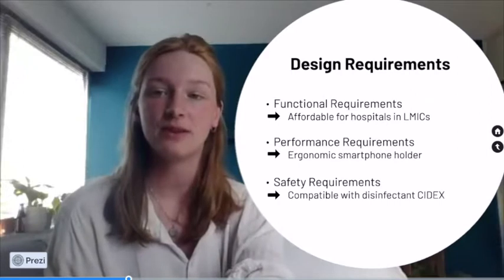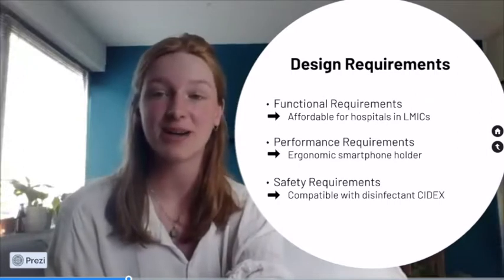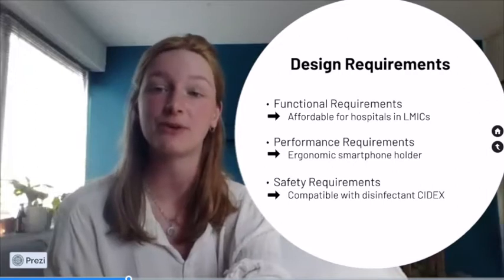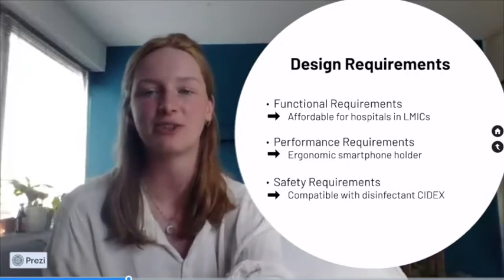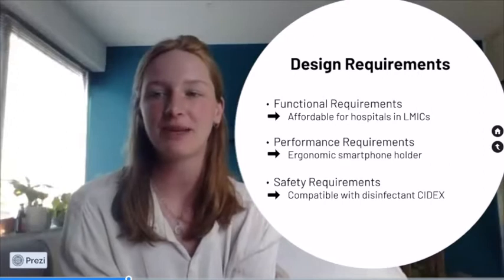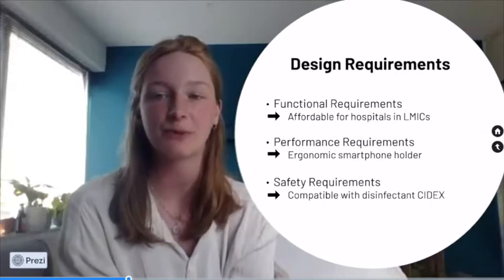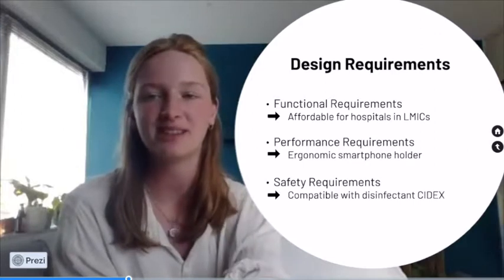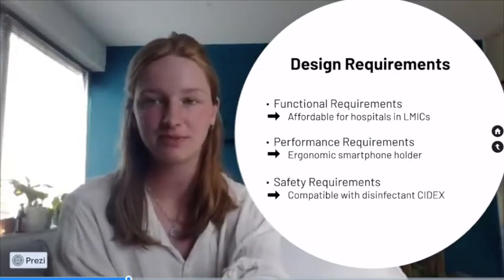One of the main functional requirements that should be met with their new design is that the laryngoscope has to be affordable enough for hospitals in low to middle income countries. This can be achieved by keeping the manufacturing costs as low as possible, by using a suitable but cheaper alternative material, and by keeping the design as simple as possible.